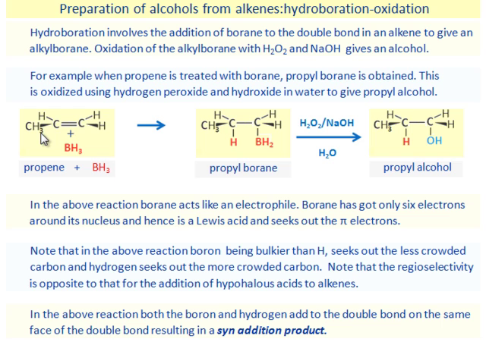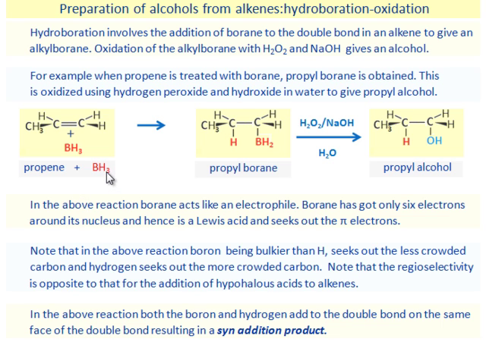For example, when propene is treated with borane, propyl borane is obtained. This is oxidized using hydrogen peroxide and hydroxide in water to give propyl alcohol. In the above reaction, borane acts like an electrophile.